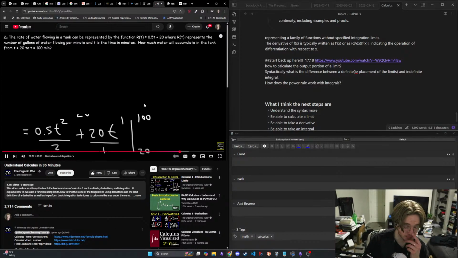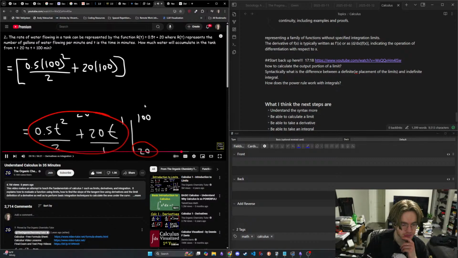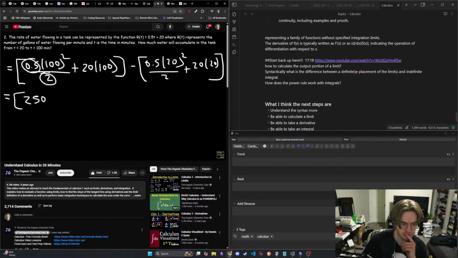So the first thing we're going to do is plug in 100. So it's 0.5 times 100 squared divided by 2 plus 20t, or 20 times 100. And then we're going to plug in 20 into this expression. So it's minus 0.5 times 20 squared divided by 2 plus 20 times 20. 100 squared is 10,000, and 10,000 divided by 2 is 5,000. Half of 5,000 is 2,500. And then 20 times 100 is 2,000.